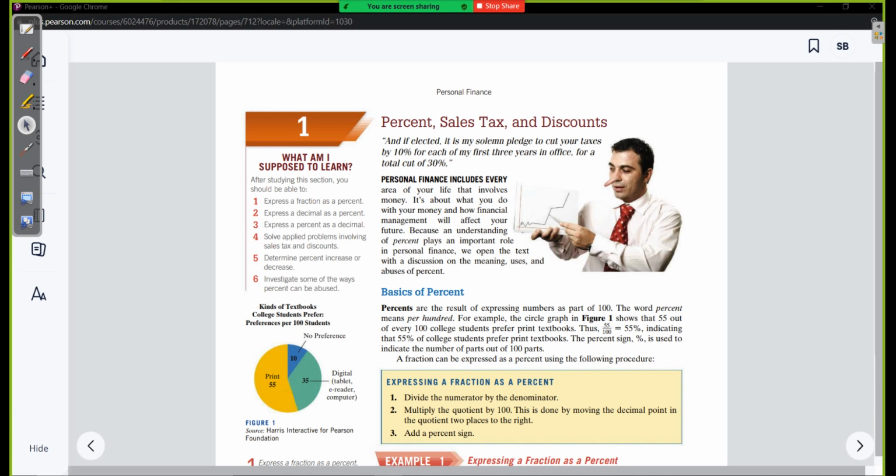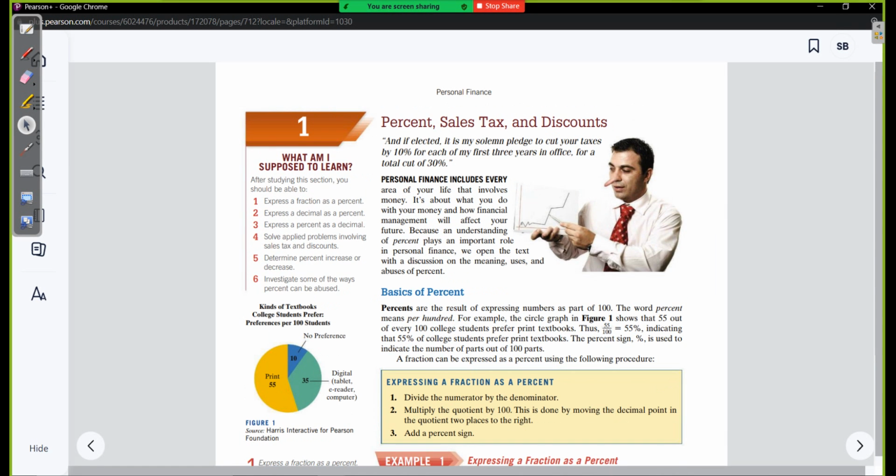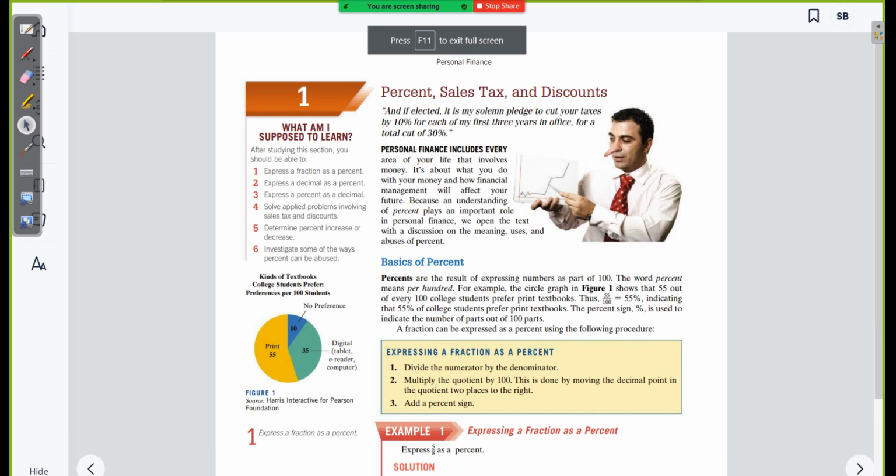Okay, so today we're talking about Chapter 10, Section 1. Let's make this big. Let's see, how did I do that? There we go. All right, so Chapter 10, Section 1: percent, sales tax, and discounts.